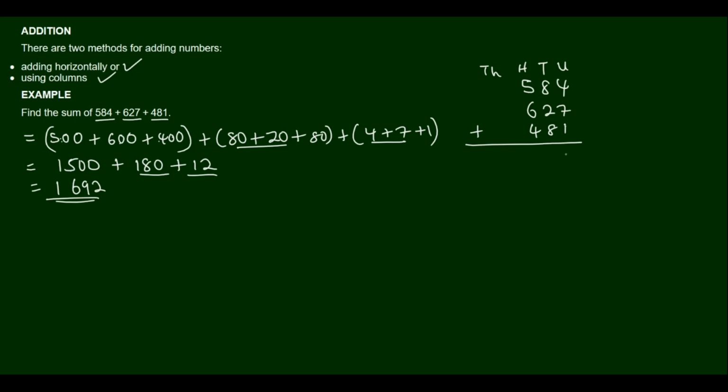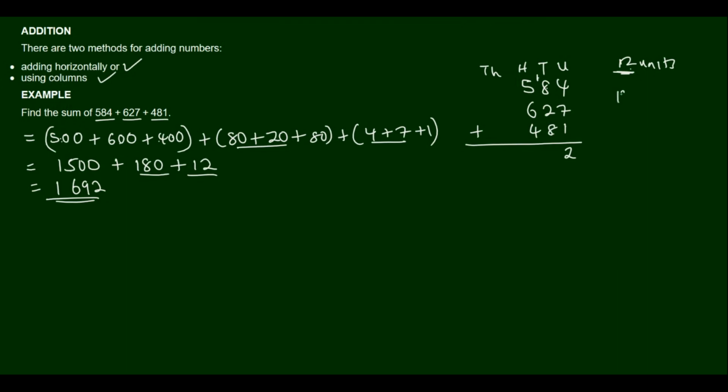So 12 units. 12 units mean what? 12 units mean we have 10 and 2 units. So you write down the units, the 2 units, and then you carry the 10 to the tens. Okay, so we add this 10 from these 12 units to the tens. So now we have 8 plus 1 plus 2 plus 8. 8 plus 1 is 9, plus 2, 11, plus 8 is 19.